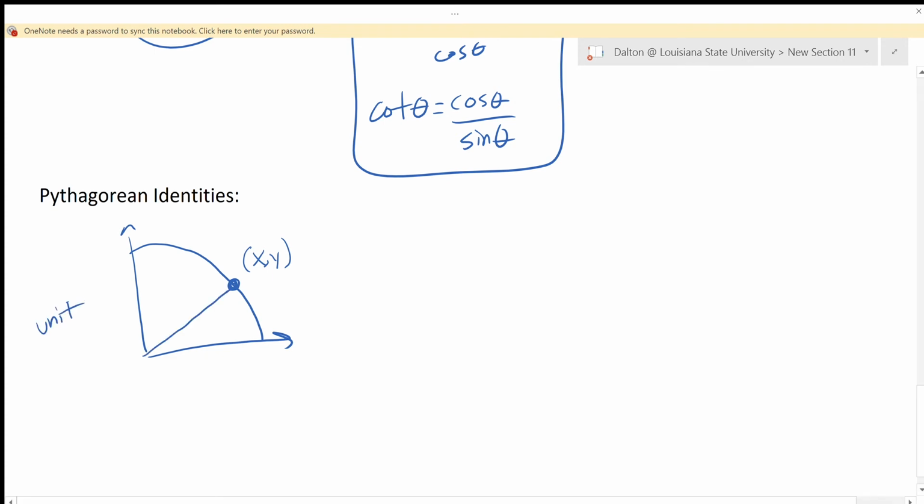And I can make a right triangle. And I've got a central angle theta. Can you help me label the sides of this right triangle? Not using numbers.